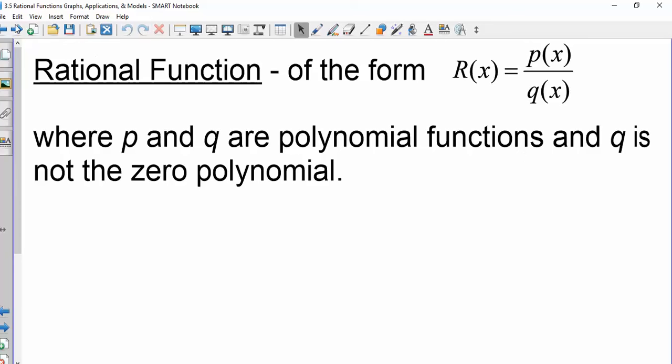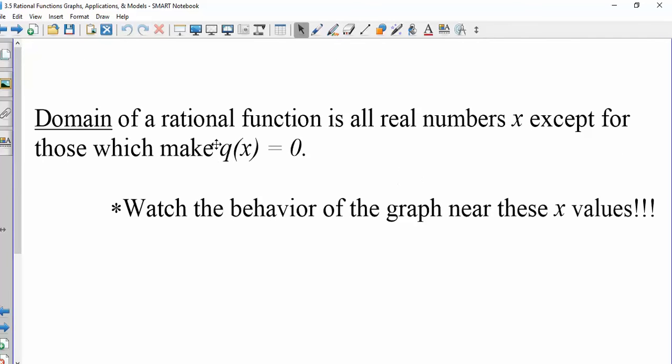Okay, so that was the next little thing on there. It just says, with your domain, it can be anything except what makes the bottom 0. And those will be the places where the graph has some variation to it.